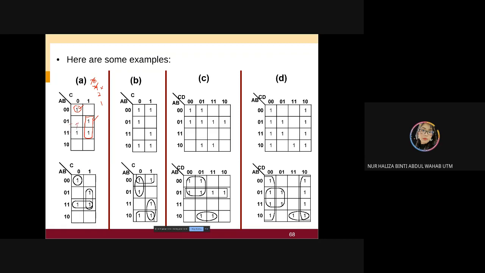Okay, here I check upper, there is no adjacent. My left side. Oh, there is adjacent, so there will be a possibility. My bottom, there is no. And my right side, the same. So what I'm going to do, I'm going to draw like this. So these are the things that I can come out with for this KMAP.